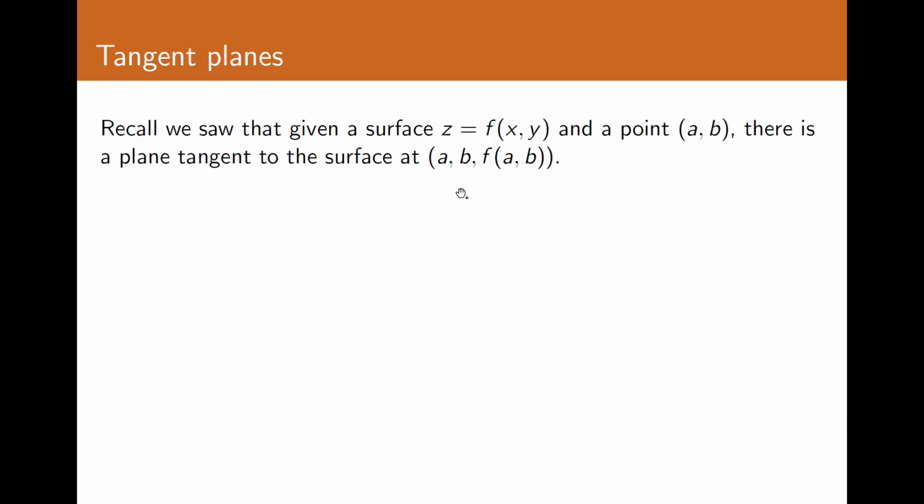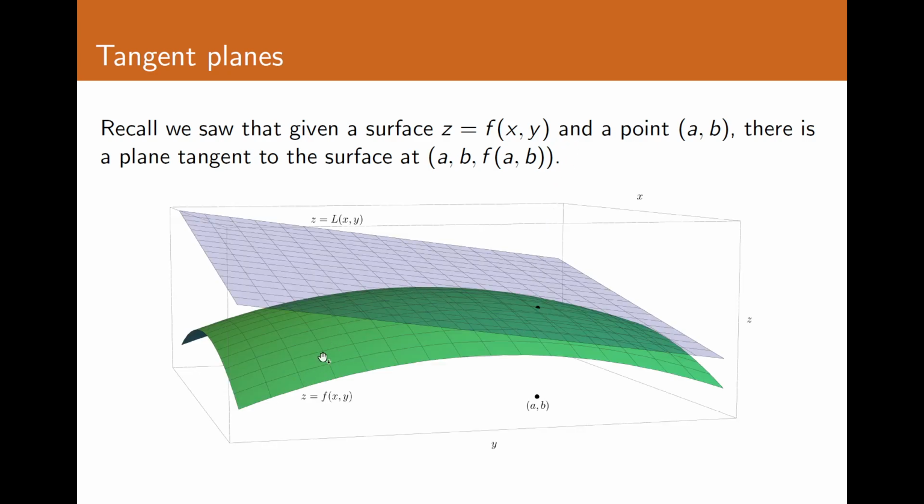Recall from the partial derivative section that if we're given any surface z equals f of x, y, and we look at a point (a, b), there's a plane that's tangent to the surface at that point. Here our surface is the green surface, given by z equals f of x, y. If we look at this point (a, b), this dot up here is directly above it on the surface, and this blue plane is the tangent plane at this point. It just touches the surface there, just like a tangent line would just touch a curve. And this is some plane z equals L of x, y.